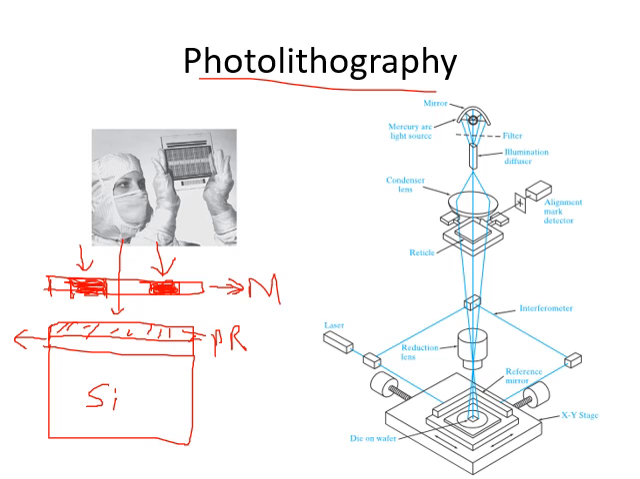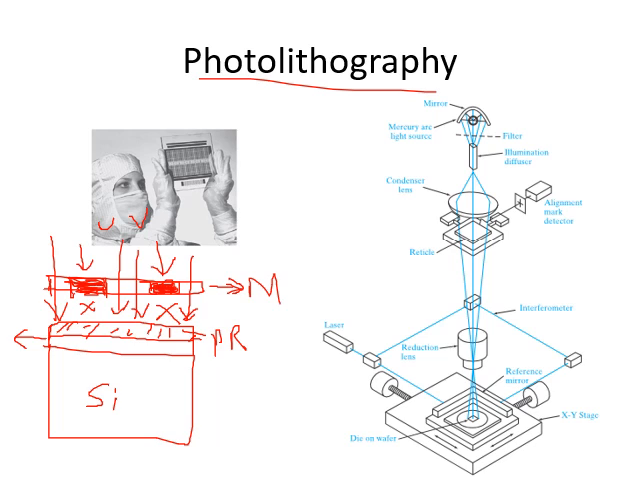So what this mask will do is allow the incident UV radiations to fall on selected areas, not on the entire area. So what is happening? UV radiations will fall on this area, it will not fall on this area. Again, it will fall on this area, here it will not fall, and again here it will fall.